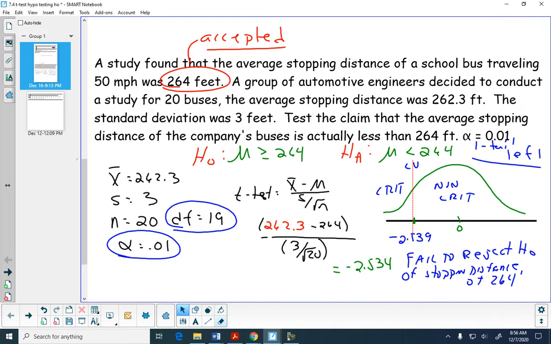This is where the engineers are going to sit there and go, okay, we're really close. We're going to go back and reevaluate this and restudy this because we still feel our claim that it's less than 264 is true. But we don't have enough data yet to be able to reject the null hypothesis. Now, we're going to take a look at your calculator one more time.